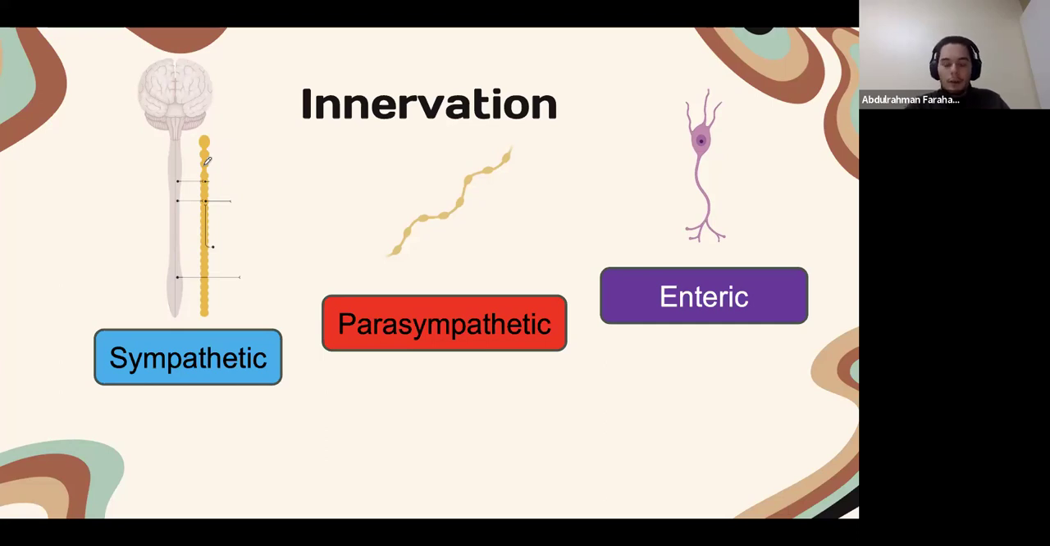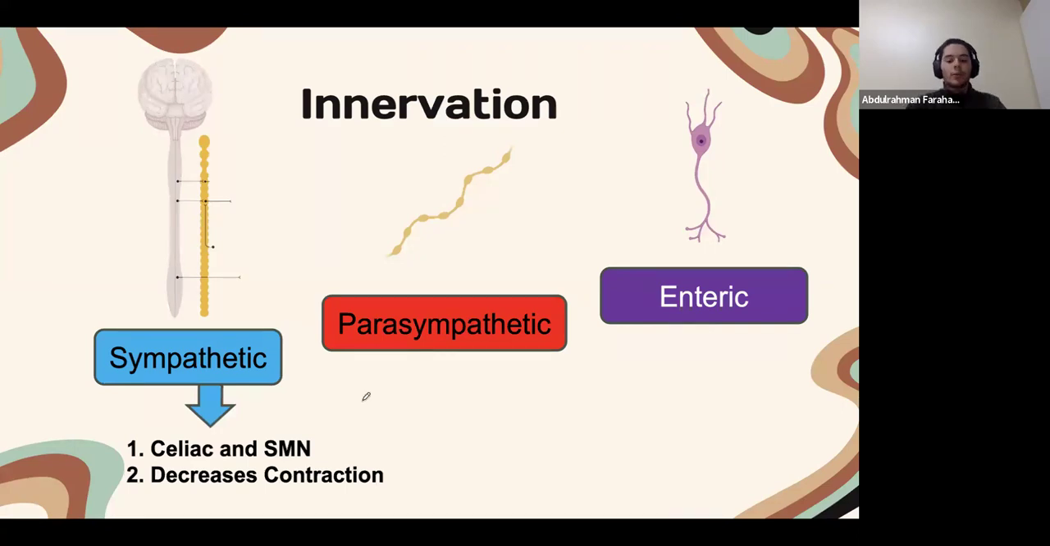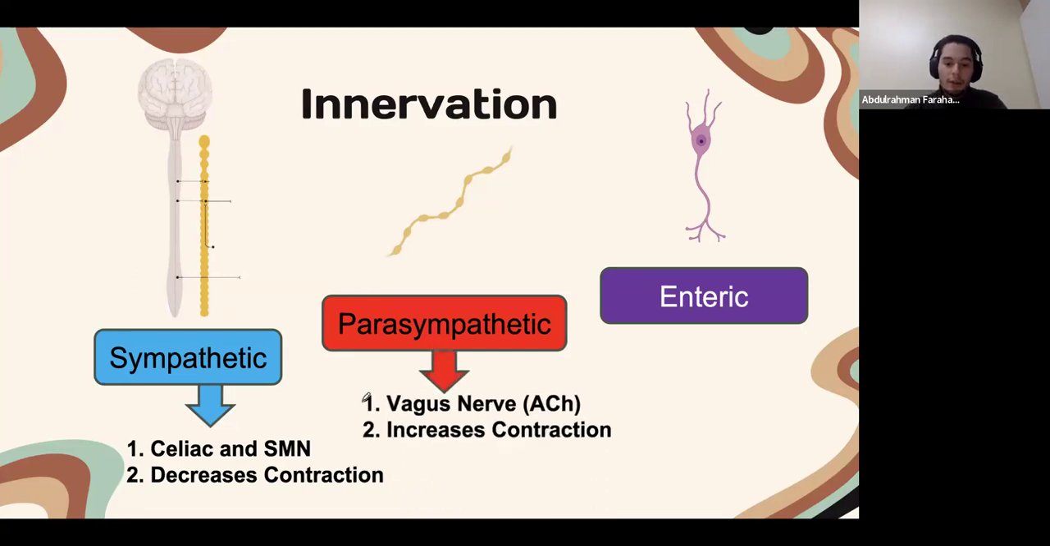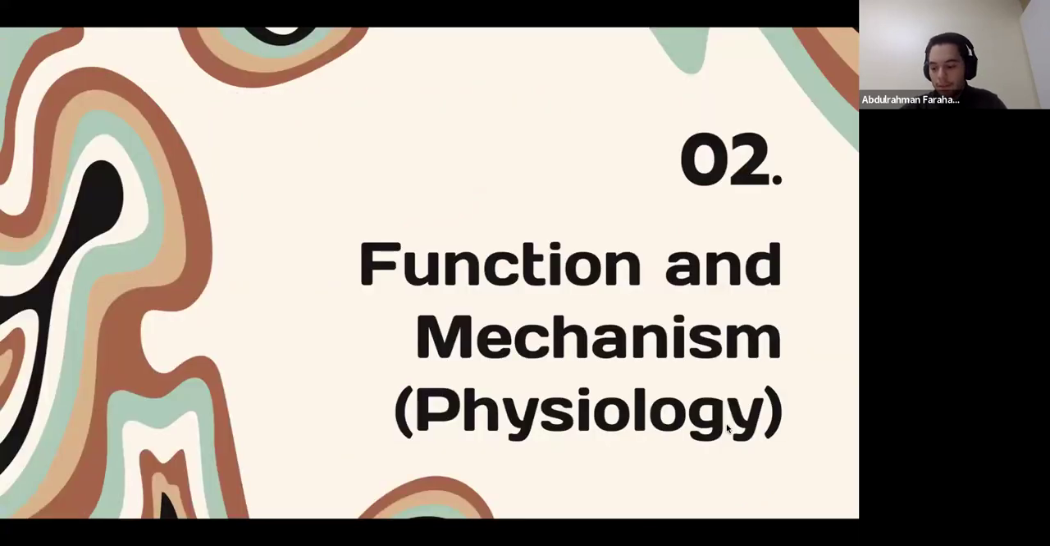Now, the sympathetic nervous system, its main function, or let's speak about the nerves first. So the nerves of the sympathetic nervous system would be the celiac nerve and the superior mesenteric nerve. And the main function of the sympathetic nervous system would be to decrease the contraction in the GI tract. Now, the parasympathetic, on the other hand, you'd have the vagus nerve, and through acetylcholine, it would increase the contraction. So that's basically the structure or anatomy. There's not much to say about it, and I'm pretty sure you guys already know it. So yeah, does anybody have any problems with that?